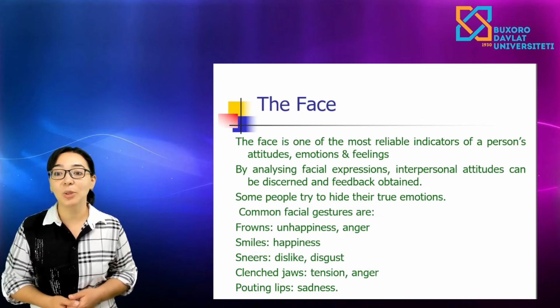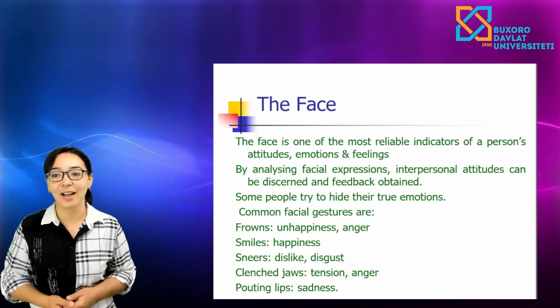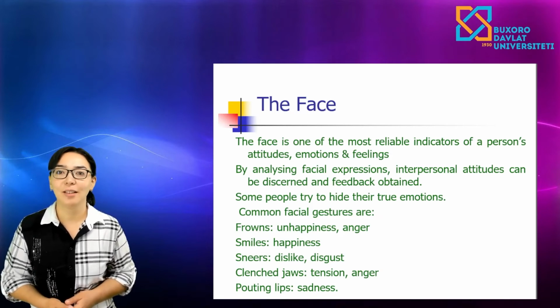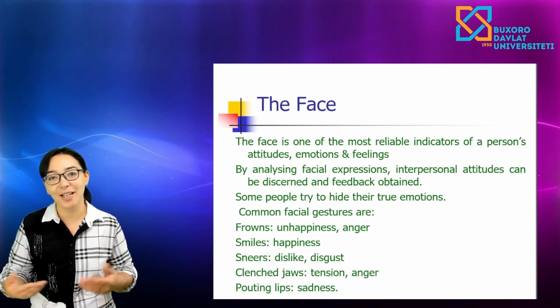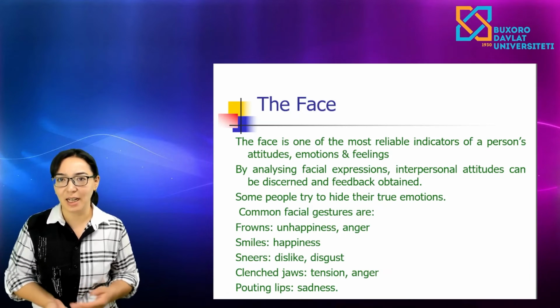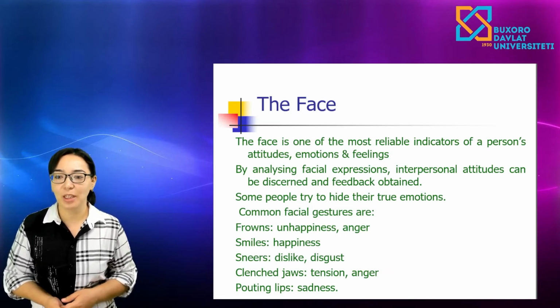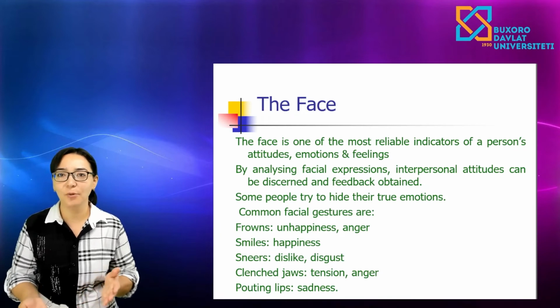Some people try to hide their true emotions. Common facial gestures are frowns, which show unhappiness or anger. Smiles, of course, show happiness. Sneers refer to dislike and disgust. Clenched jaws show tension or anger. And pouting lips refer to sadness.